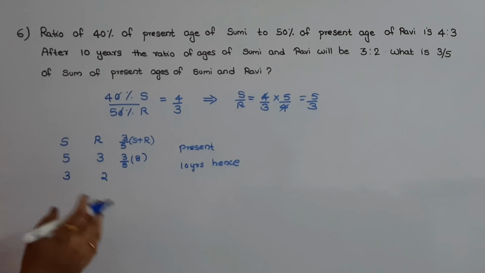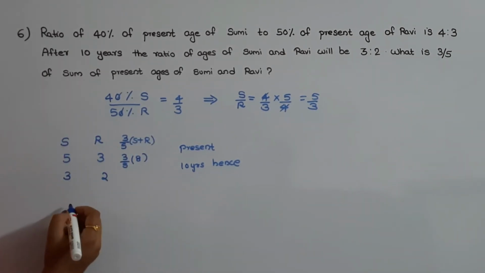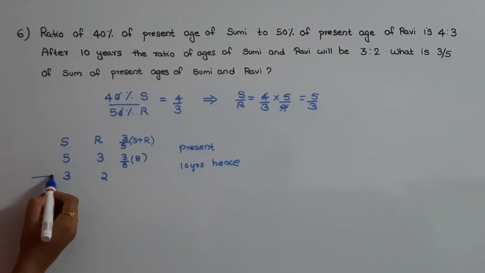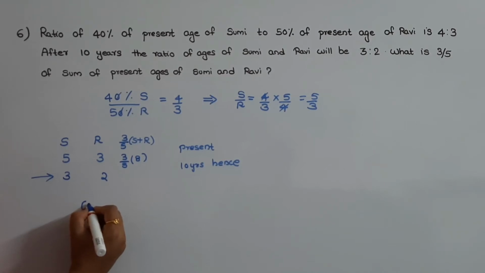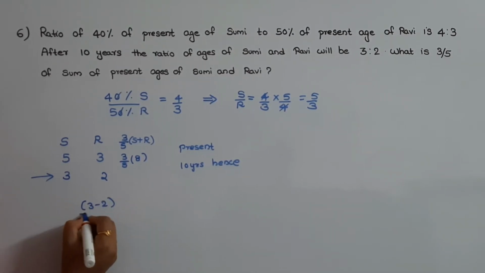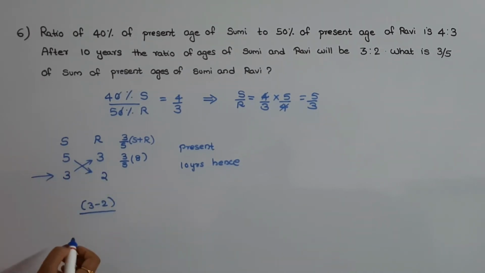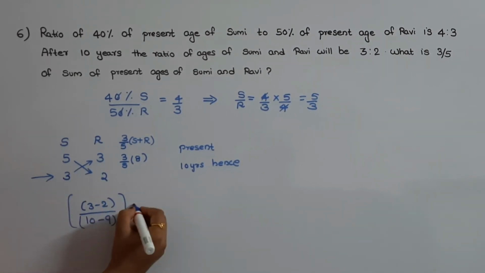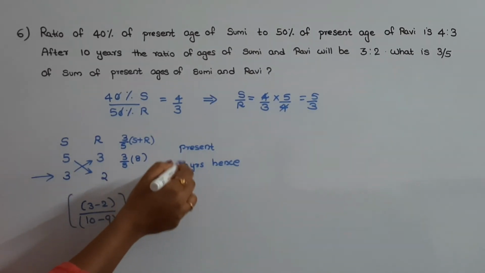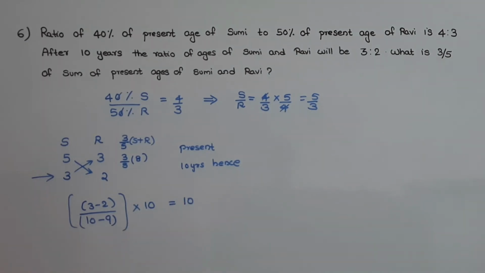Now, we need to do the same method which we have done in the previous question. Take the difference of this ratio in the numerator. That is, I am taking the difference of 3 and 2 in the numerator, and in the denominator take the difference of the ratios after cross multiplying. That is 5 into 2, 10, minus 3 into 3, that is 9. Now multiply this fraction to the effective difference in the year, that is 10. On solving this you will get it as 10.